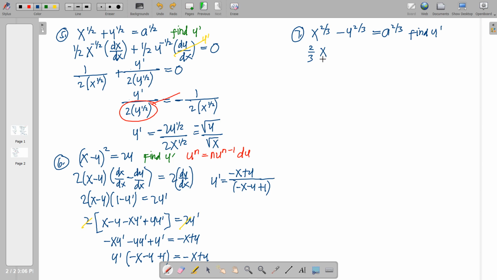So for the first term, we have 2/3 of x. Then we deduct 1 from that exponent. We also do it on the second term. We have 2/3, we have the y here, and then deduct 1 from the 2/3. And then derive the constant, which will become 0.